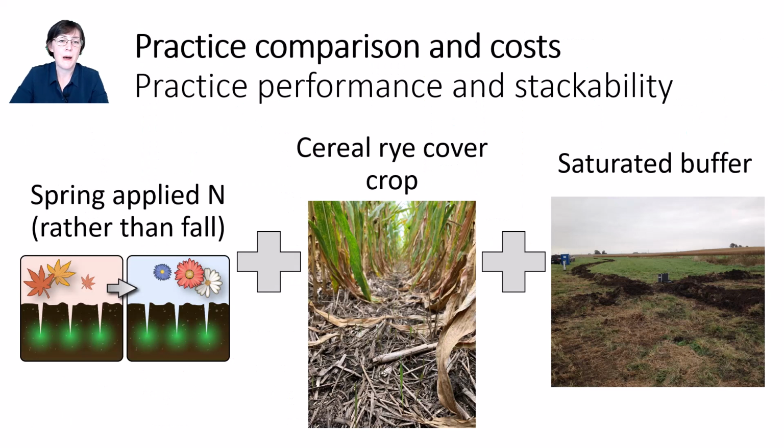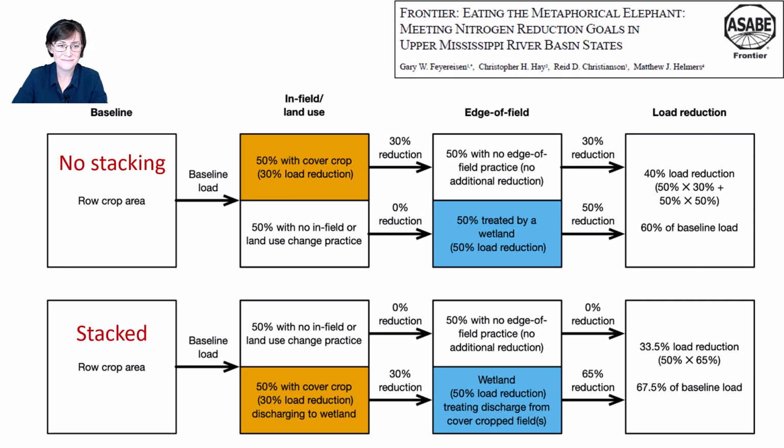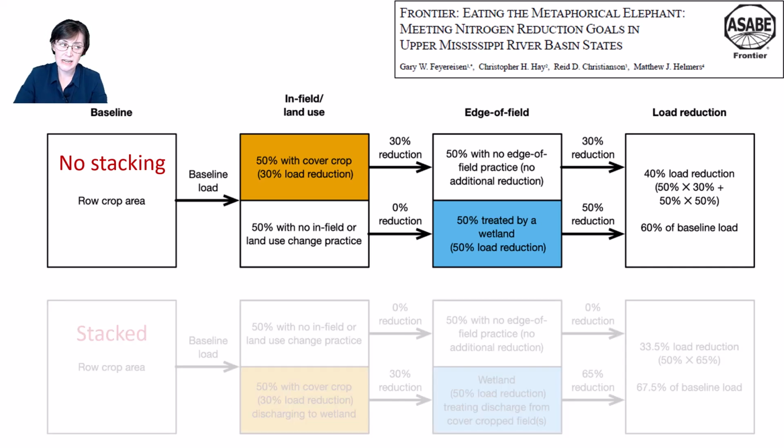One more nuance about practice effectiveness is that you might be wondering, what if I want to do two practices together, like an infield cover crop paired with an edge of field wetland? Are these percentages additive? Are they multiplicative? In essence, this is the concept of stackability. I want to give a shout out to this great article called Eating the Metaphorical Elephant, where the authors attempted to tackle this issue of stackability. This is a pretty heady example, but stick with me.